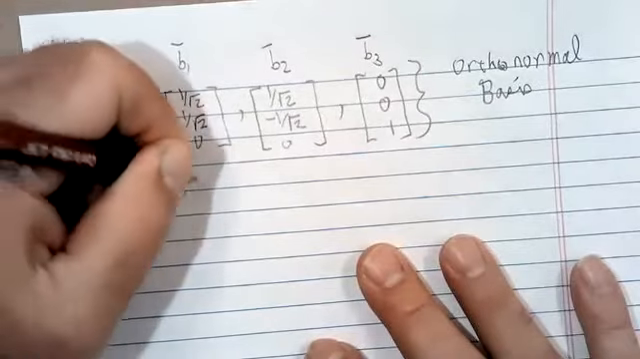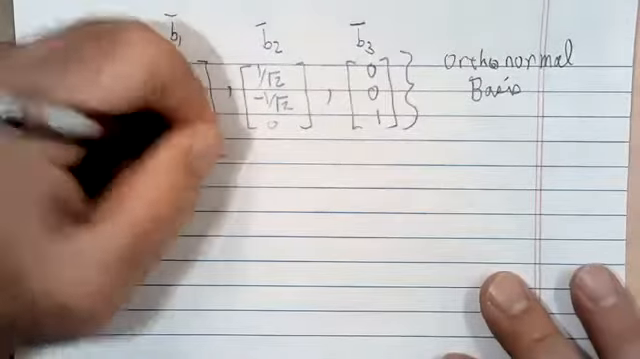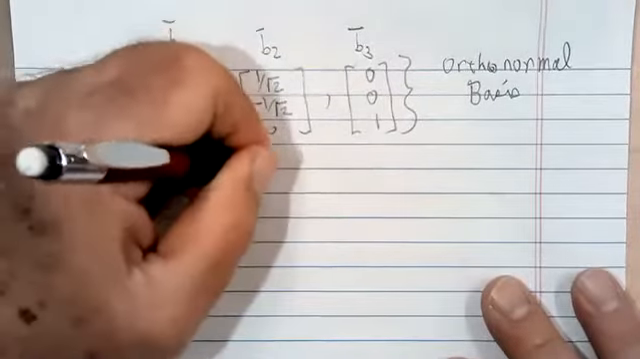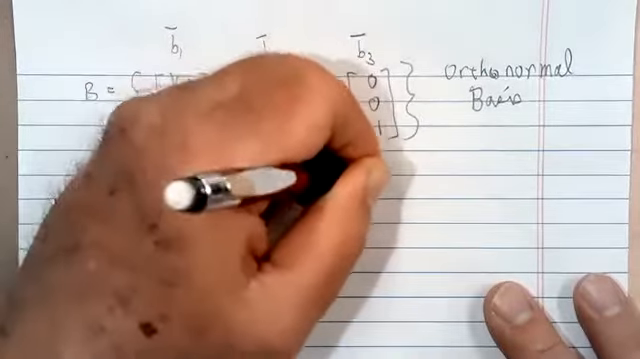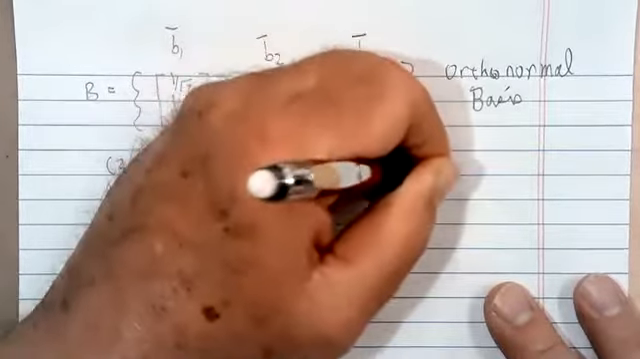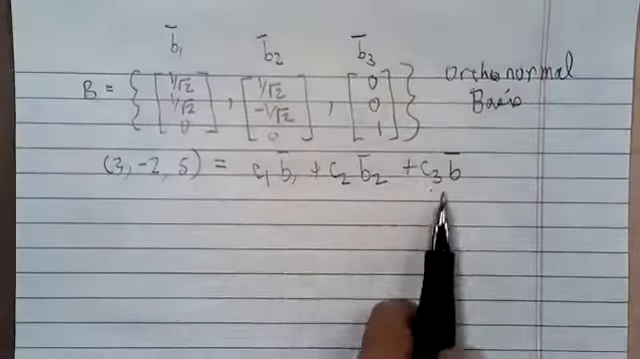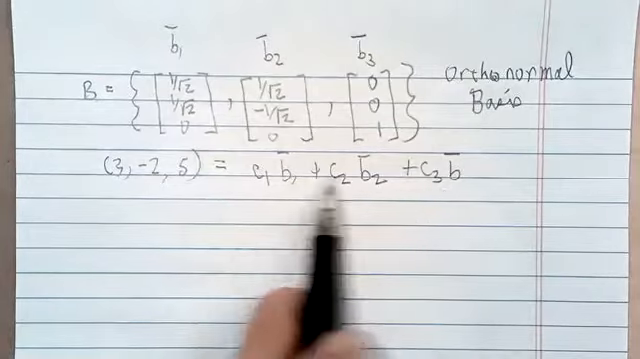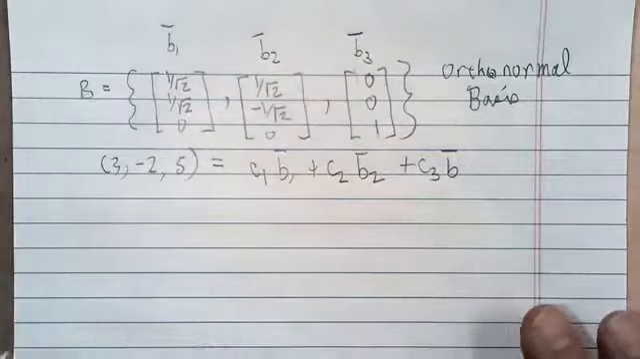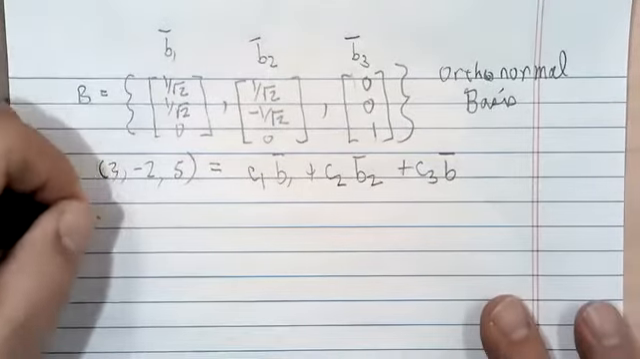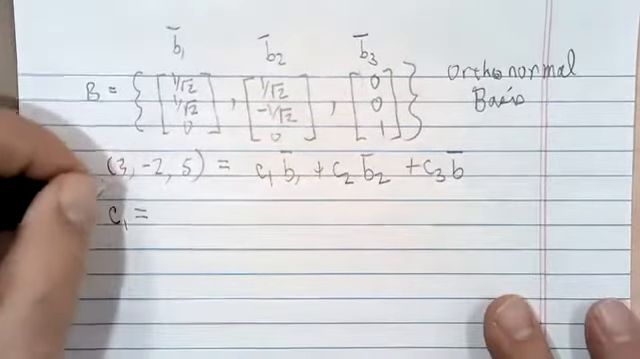(3, -2, 5). I would like to write this as some constant times b1 plus some constant times b2 plus some constant times b3. And I just want to know what the constants are. c3 is obvious. That should be a 5. 5 times this will give me a 5 in the last entry. But the other two, I can compute almost effortlessly. c1 is going to be this. It's going to be the vector I'm interested in.